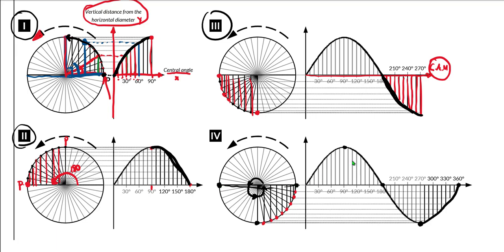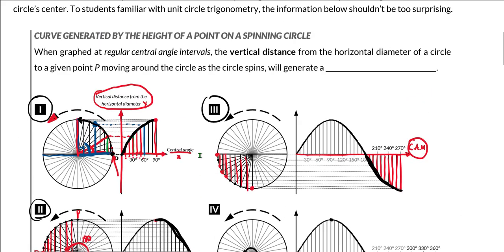above that horizontal diameter. So what is the point here? The point here is that when we have a point that is moving around a circle, if we graph at regular central angle intervals, remember we're graphing every 10 degrees, the vertical distance of that point from the horizontal diameter, either above or below it, what that curve will generate is a wave curve, also known as a sine curve. What we actually are graphing here is a sine curve.